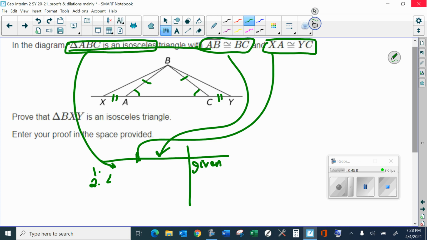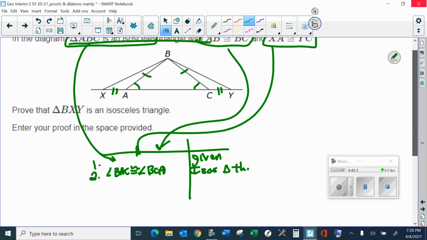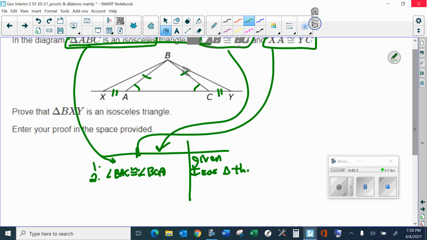angle BAC is congruent to angle BCA, isosceles triangle theorem. They're going to understand that because they're reading it. They know what the isosceles triangle theorem says. Everybody knows that. So you don't have to write out in words what the whole thing says. If I have an isosceles triangle, then base angles are congruent. So now I have that.